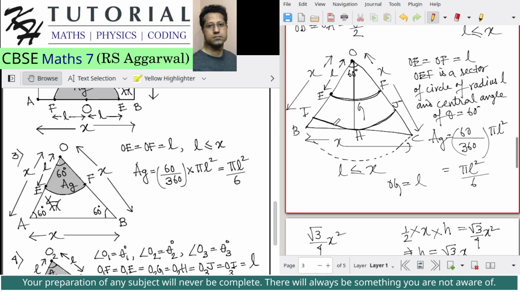Anyway, as long as the length of the rope is less than or equal to root 3 by 2 into x, where x is the length of the side of this equilateral triangle, as long as small l, that is the length of the rope, is less than or equal to root 3 by 2 x, the sector will be inside the triangle, and the area of the sector obviously will be pi L square by 6. Okay.